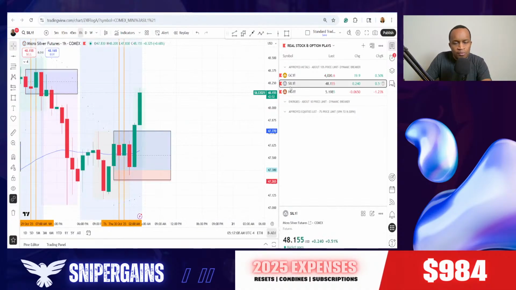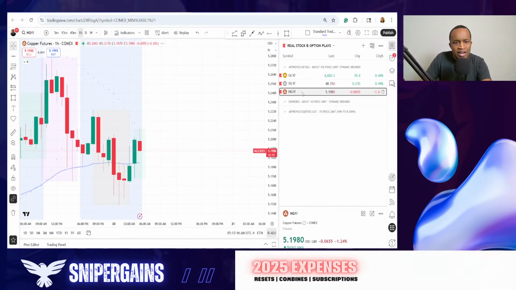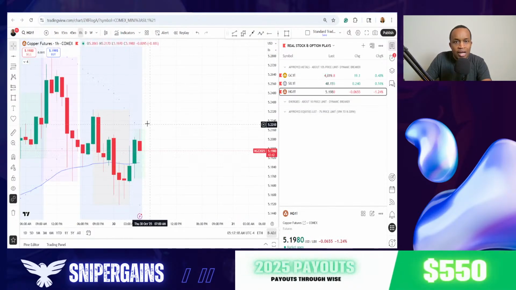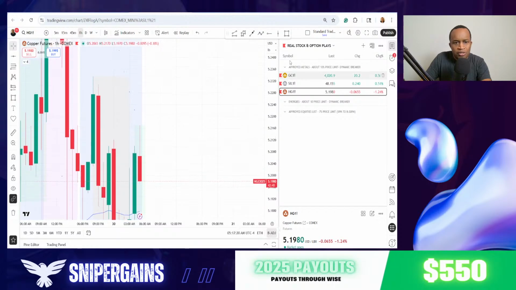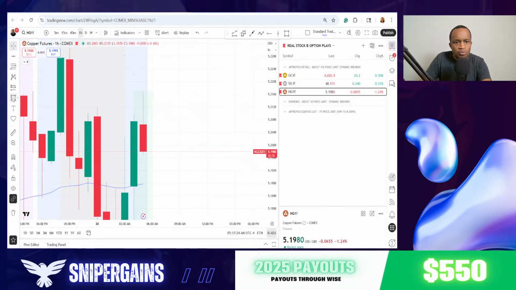Silver might be a little bit tougher just because the momentum is pretty strong right now, and same thing with gold. So my best bet right now would most likely be on copper. What I'm going to do in the meantime, while we wait for it to do its thing, is draw my box.